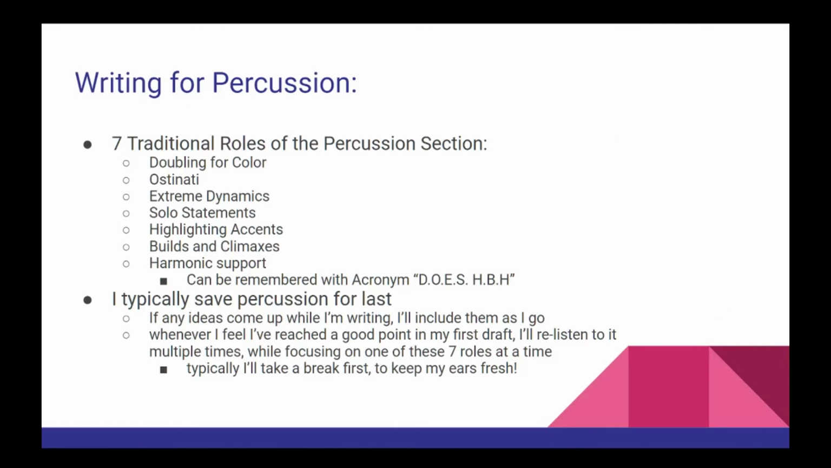So traditionally, the percussion section has 7 general roles that it plays in orchestral music: doubling for color, ostinati, extreme dynamics, solo statements, highlighting accents, builds and climaxes, and harmonic support. These 7 roles can be remembered with the acronym DOES-HBH.